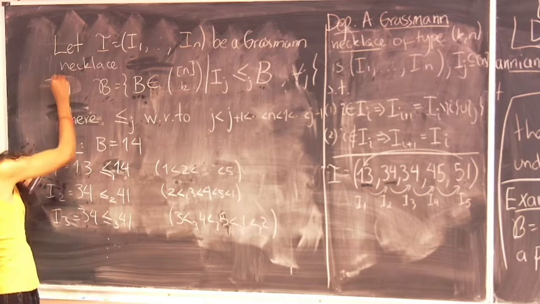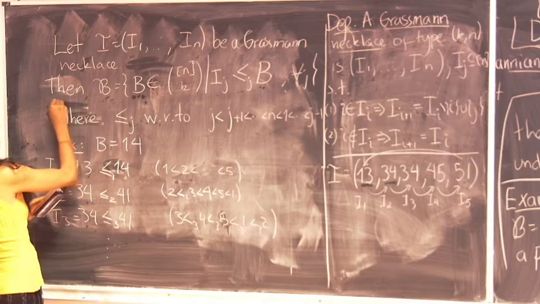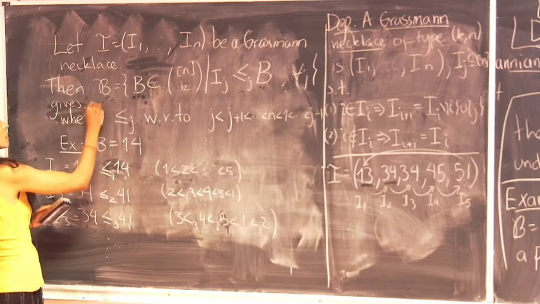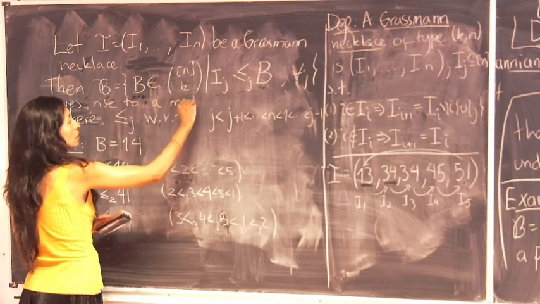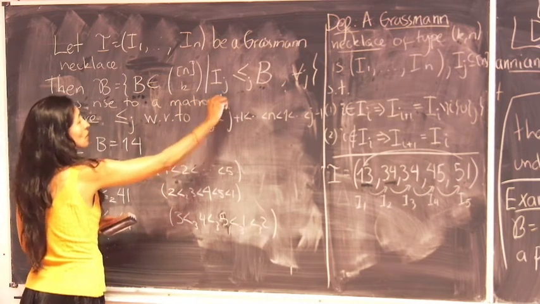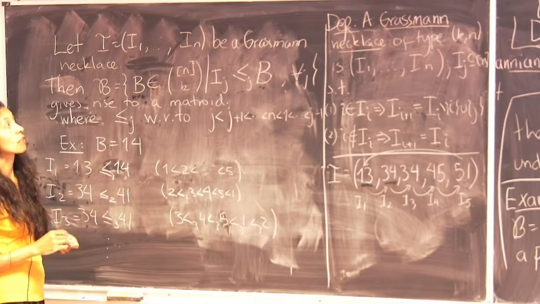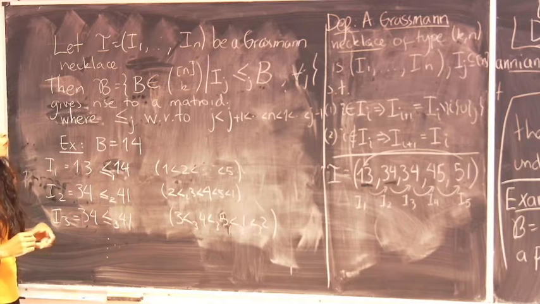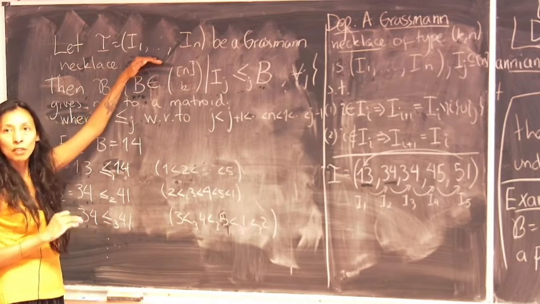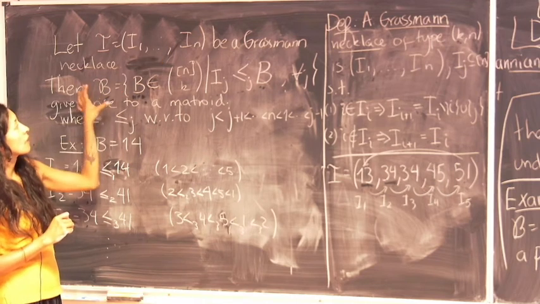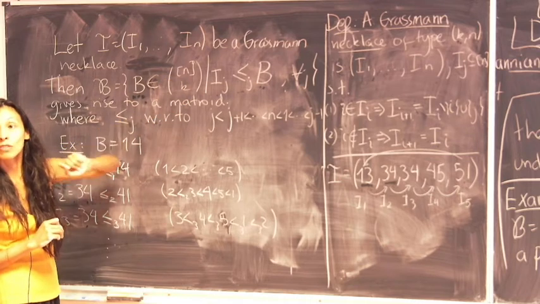Then this gives rise to a matroid, a matroid on ground set N with this set as bases. And basically this is one way of characterizing positroids. If you are given a Grassmann necklace, then a representable matroid is a positroid if and only if this collection matches your collection of bases. Otherwise, it's not a positroid.